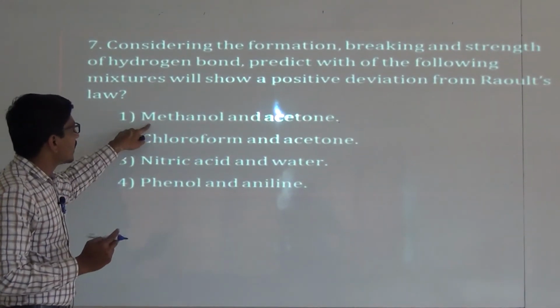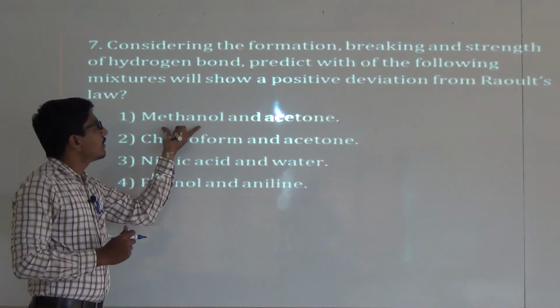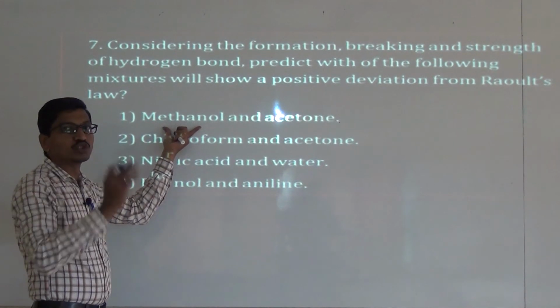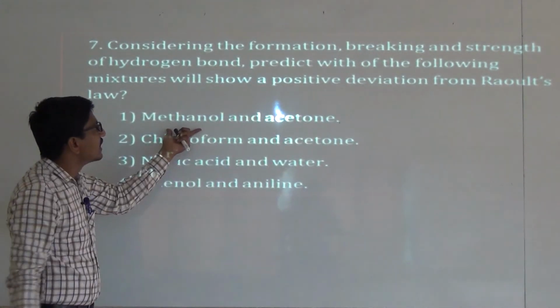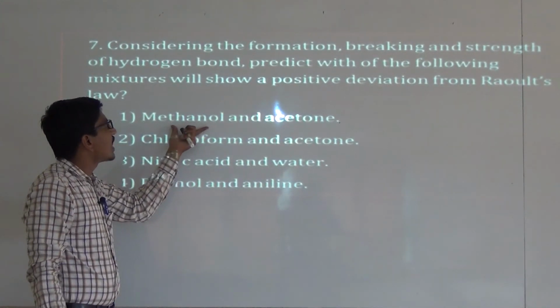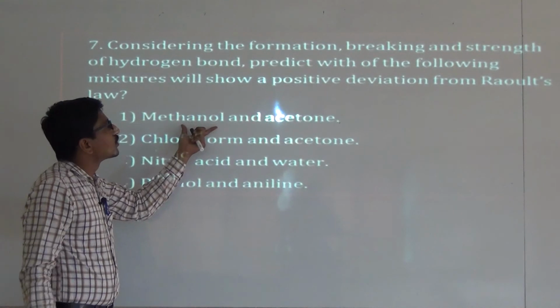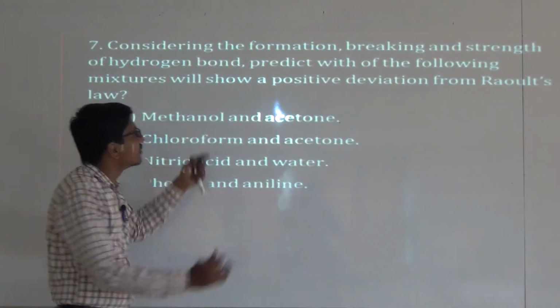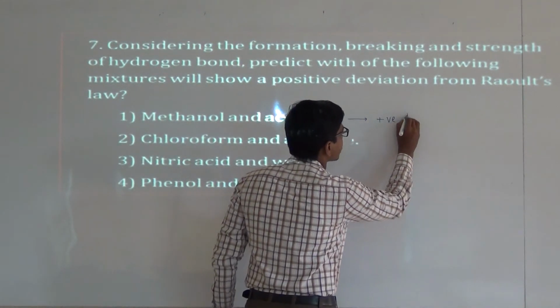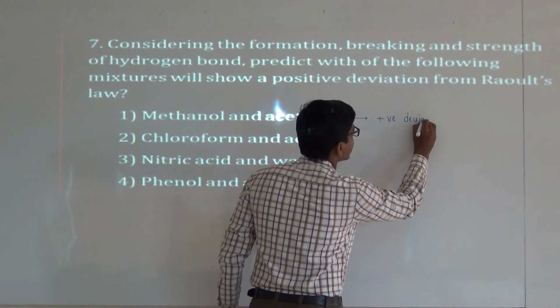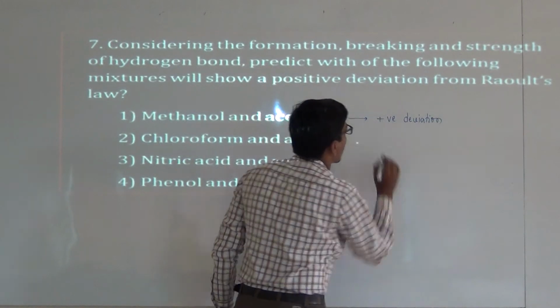In the first one, in the pure state, methanol contains hydrogen bonds, and when acetone is added to it, some of the hydrogen bonds are cleaved and the strength of the hydrogen bonds is weaker, and this shows positive deviation from Raoult's law.